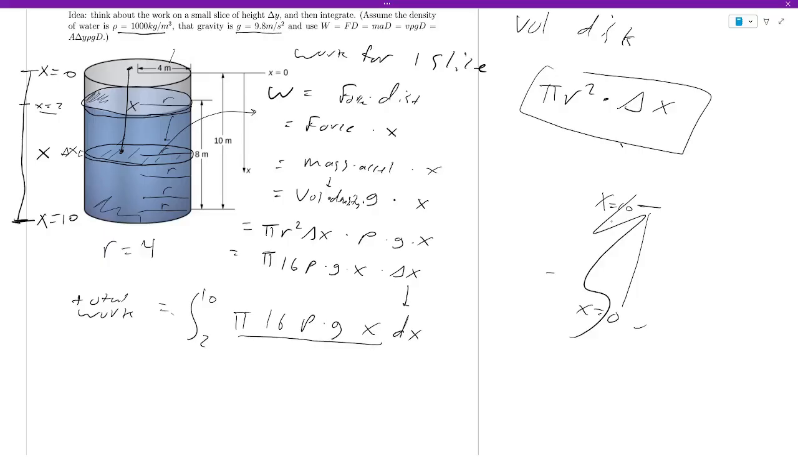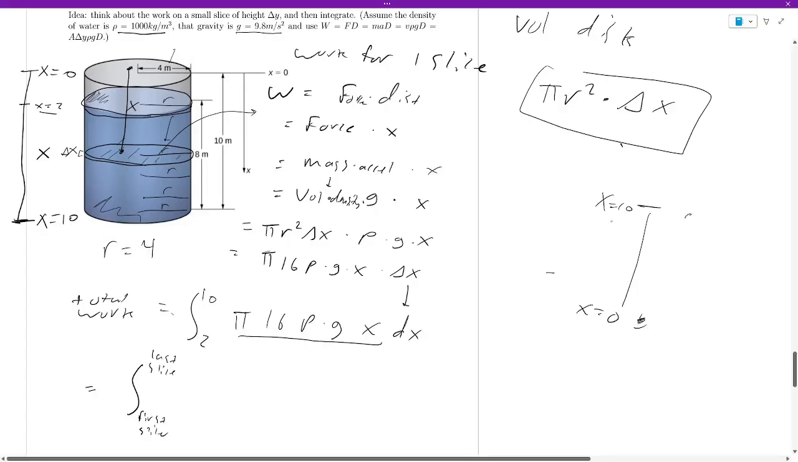Okay, so that's the integral. I just want to highlight what's going on here. The bounds here are from the first slice to the last slice. I'm saying first and last instead of top and bottom because you could set up your coordinates the other way around. Then you'd be going from 0 to 10. That's legit. You could do it that way too. But this would be the first slice, this would be the last slice. Whereas over here, this is the first slice and this is the last slice. So you're going from first slice to last slice.